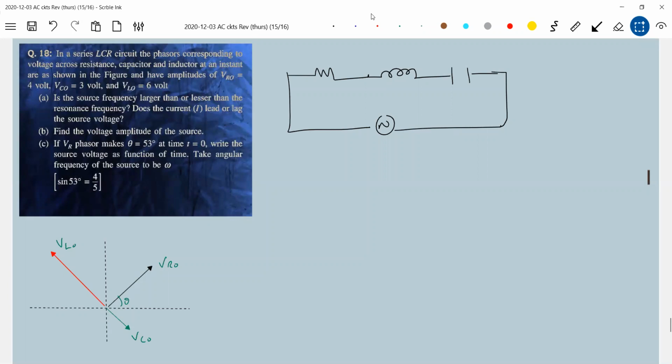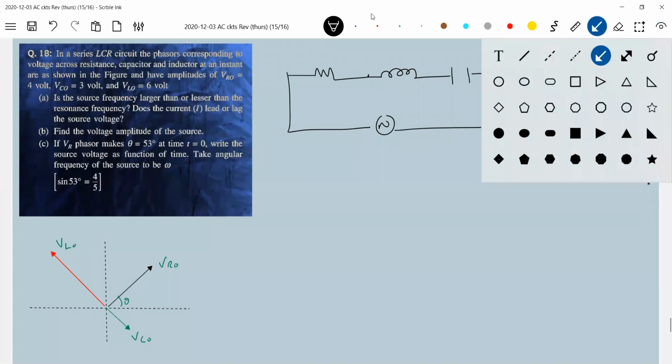So first, let me come to this one. Later on, we'll enter mathematics. First one: is the source frequency larger than or lesser than the resonant frequency? Does the current I lead or lag? Anything can we say? So I again go back to the conditions of resonance.